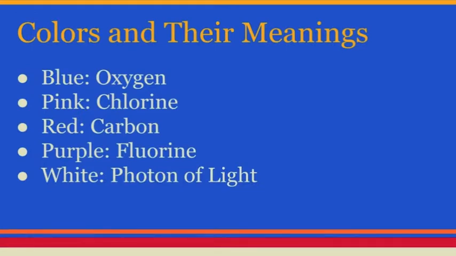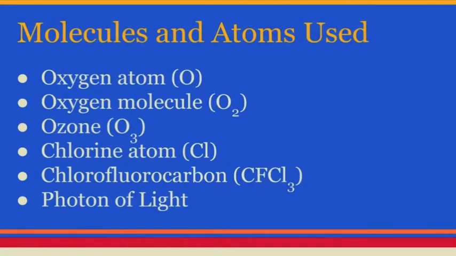Basically, in the video, the shirts worn will be color-coded, so the blue shirts will represent oxygen, pink chlorine, red carbon, purple fluorine, and white will be a photon of light. The molecules and atoms involved in the Chapman cycle are oxygen atom, oxygen molecule, ozone, chlorine atom, chlorofluorocarbon, and again, photon of light.